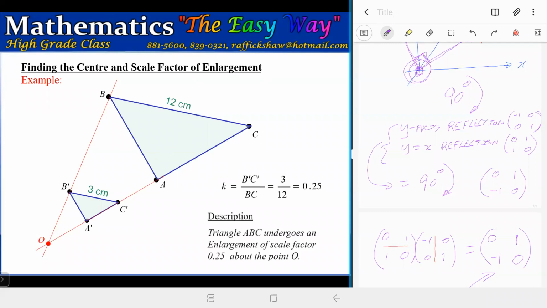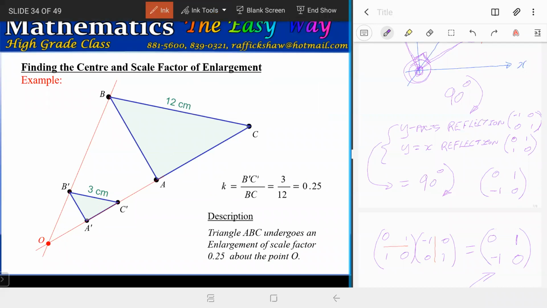So that's my description. Triangle ABC undergoes an enlargement of scale factor 0.25 about the point O. I've given the name of the transformation here, and the components are the scale factor and the center. By saying about the point O, I'm saying that O is the center. That's what we say when something is a center. Like a rotation about a point, I can say an enlargement about a point. That's another way of saying that the center is the point O.